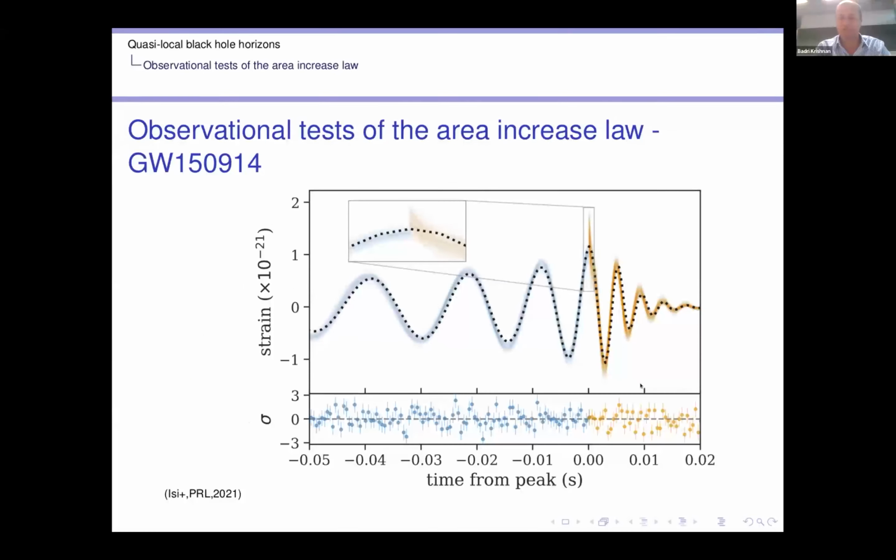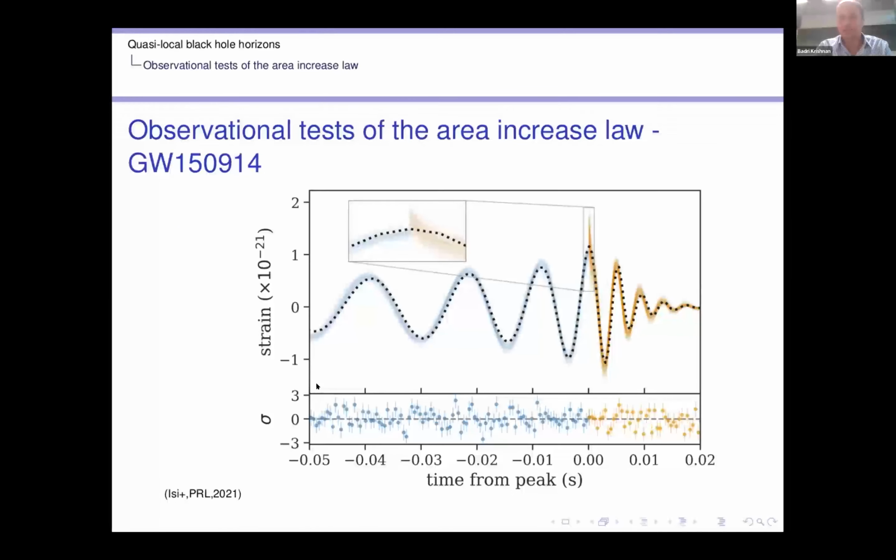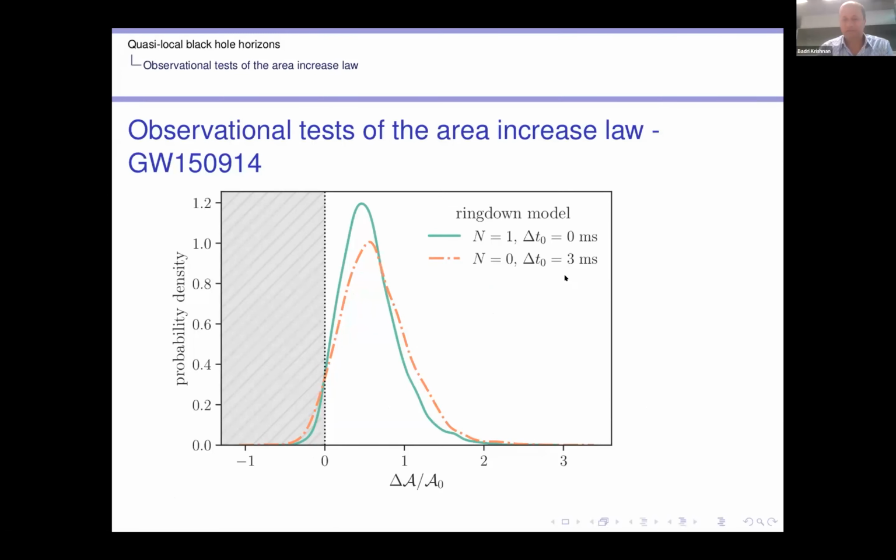So this is an example of what they did. This is a typical waveform. Before this part, the blue part is using the in-spiral, using the waveform model, this NR surrogate model. And post-merger, they use the damped sinusoids. And then this is the transition point between those two. And this is a typical result that they find.